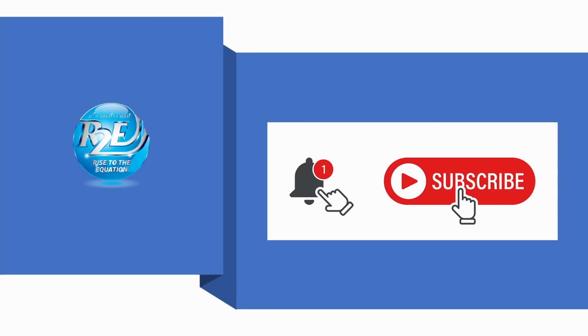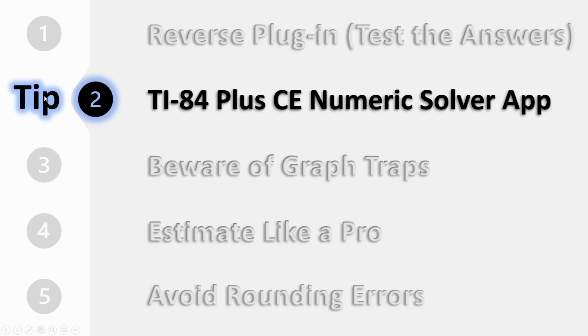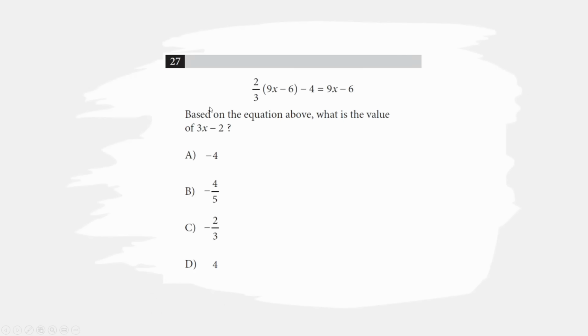Okay, are you ready for tip 2? This is our first calculator-based tip, and it's pretty awesome. So we have this equation to solve on the calculator section of the test. It's number 27 out of 30, so it's not easy.